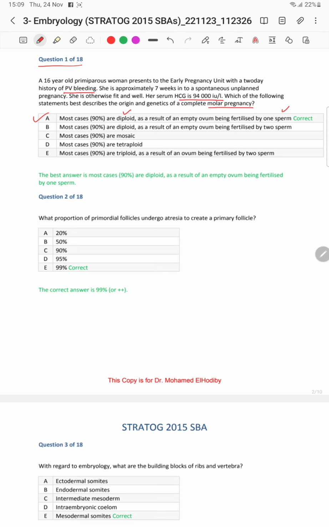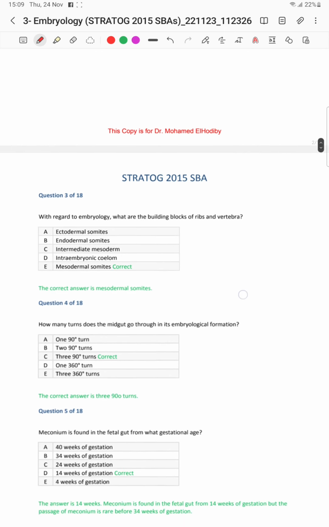Now question number 2. What proportion of the primordial follicles undergoes atresia to create a primary follicle? The answer is 99%, such that 99% or more is the proportion of the primordial follicles that undergo atresia to create primary follicles.